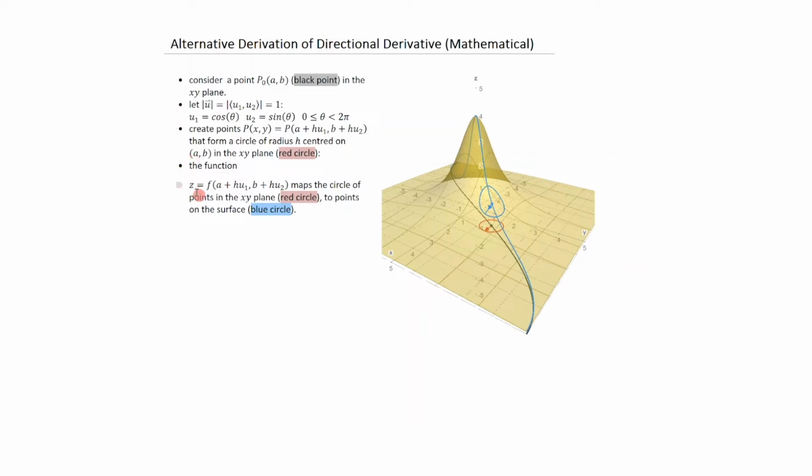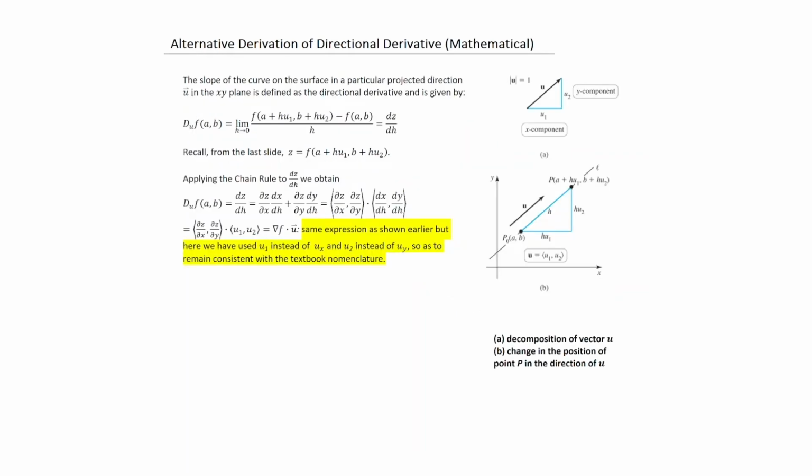Okay, so basically the red circle and the blue circle have been described. All right, so now let's do some of the math. What is the directional derivative going to be under these circumstances?